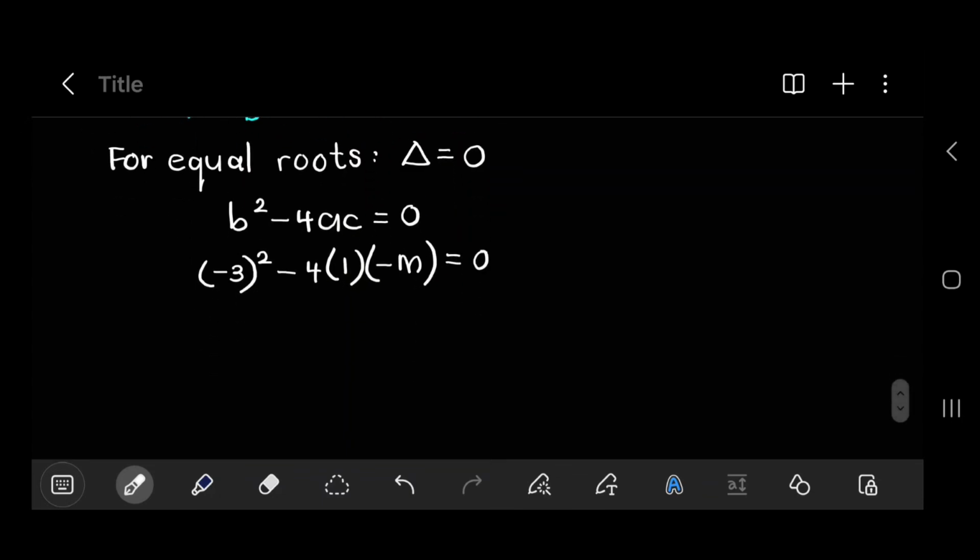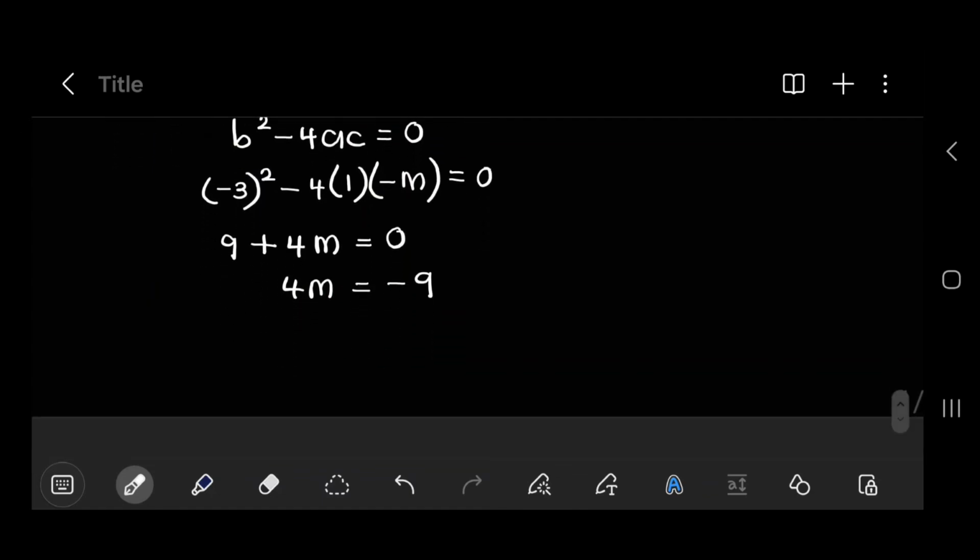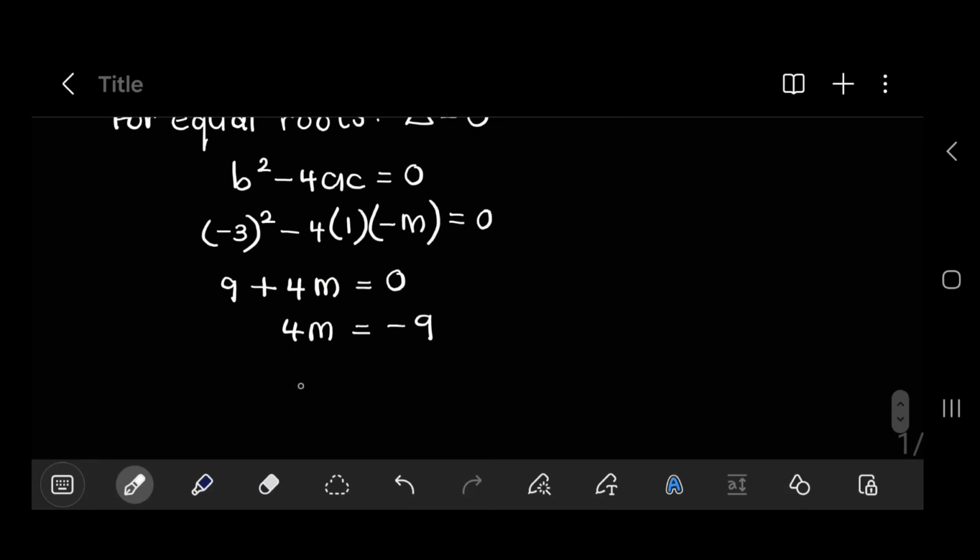So let's simplify. Negative 3 all squared is 9. We've got negative 4 times 1, which is essentially negative 4. Times that by negative m, we get positive 4m. We'll keep the 4m on the left. Let's take the 9 over to the right. It becomes negative. Then we are going to divide both sides by 4. So we get m is equal to negative 9 over 4. That is our final answer.